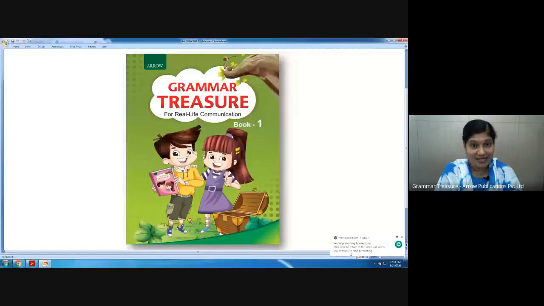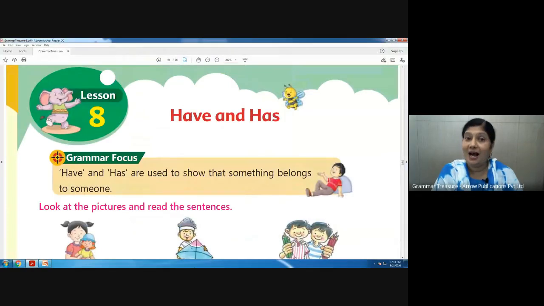From your grammar book, Grammar Treasure Book 1. And you know what the lesson is called? The lesson is called Have, Has. So we are going to learn how to use have and has in sentences. So shall we start, children?